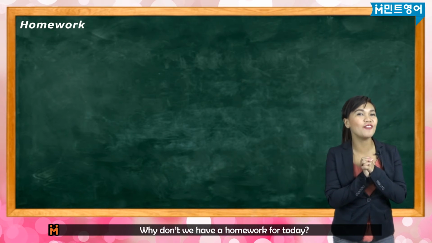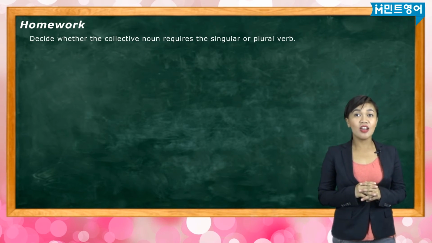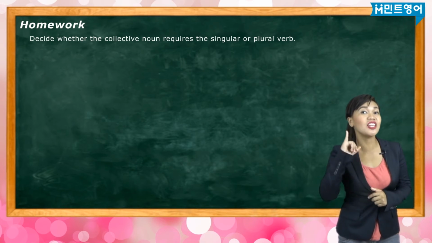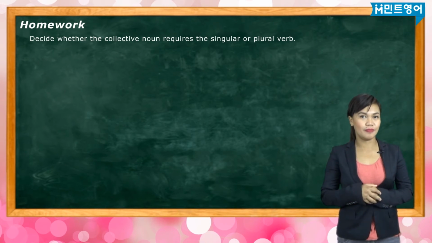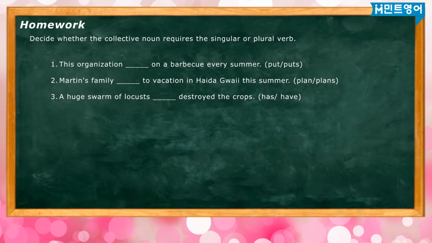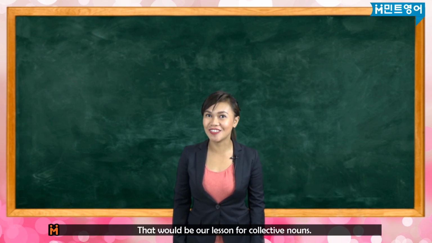Okay, so why don't we have a homework for today? Decide whether the collective noun requires a singular or plural verb. Number 1, this organization puts on a barbecue every summer. Number 2, Martin's family plans to vacation in Haida Gwaii this summer. Number 3, a huge swarm of locusts have destroyed the crops. That would be our lesson for collective nouns.